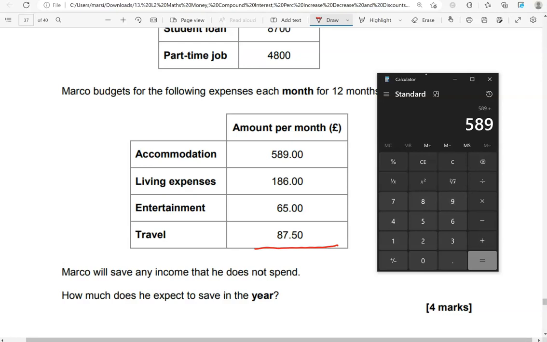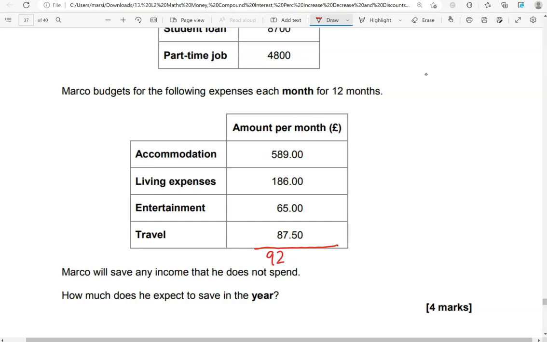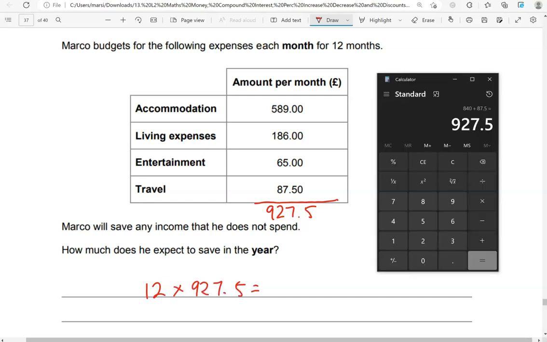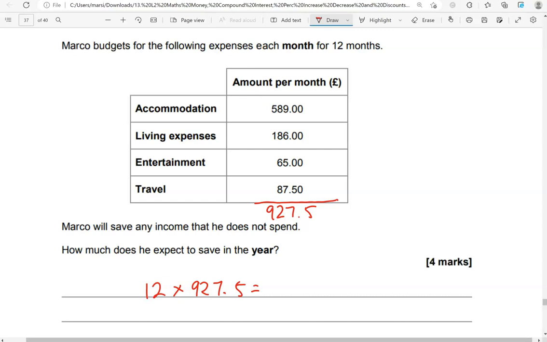589 plus 186 plus 65 plus 87.5, which gives us 927.5. And then multiplying this now by 12, gives us £11,130.